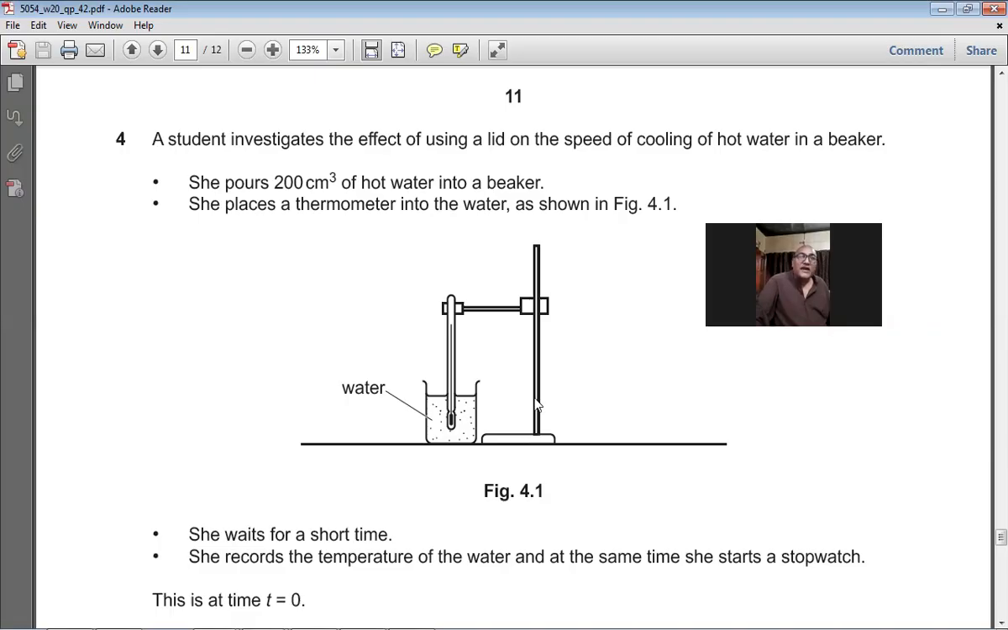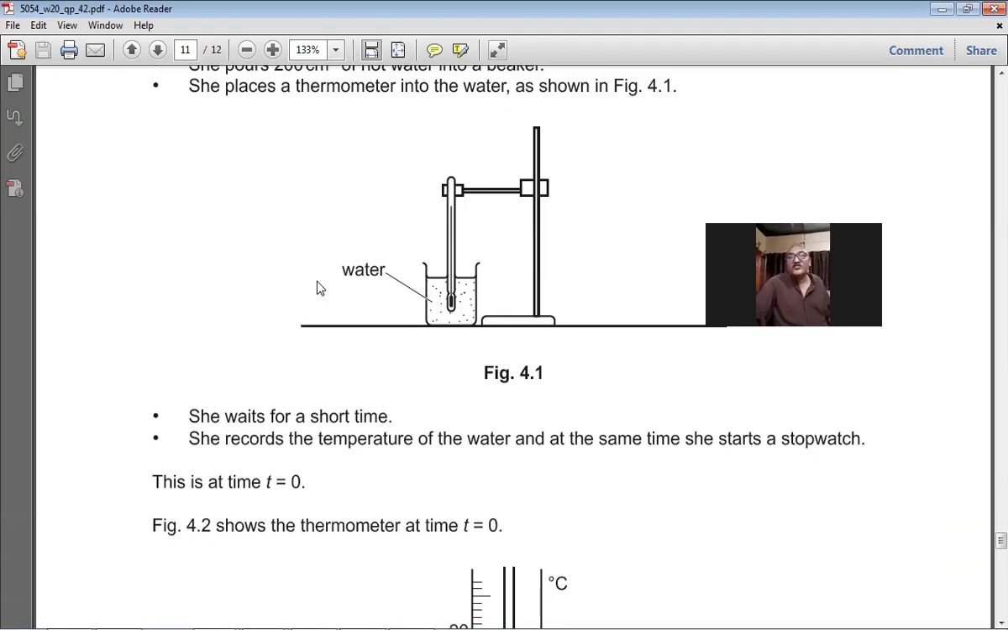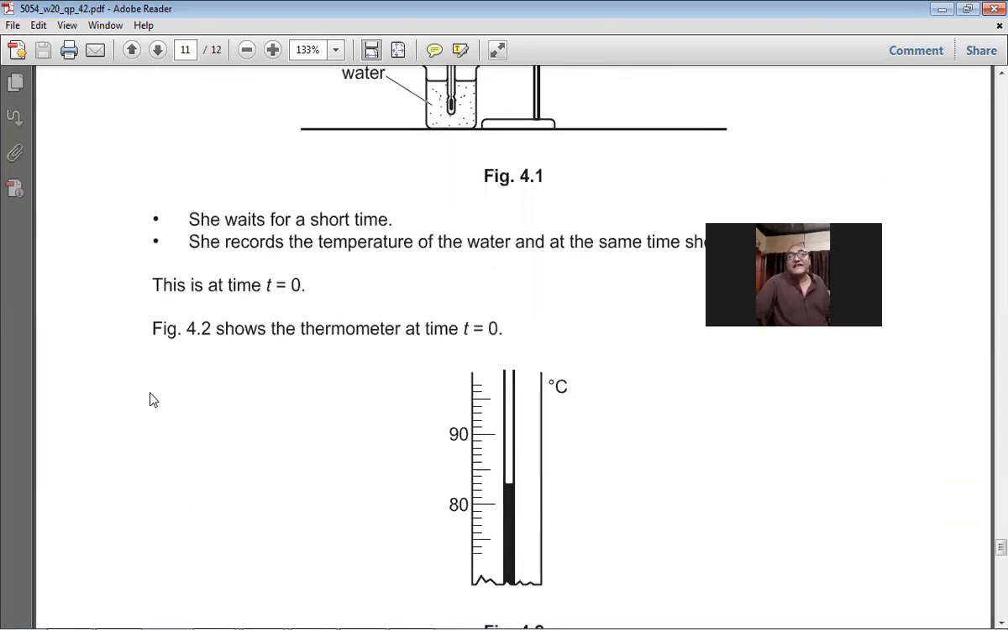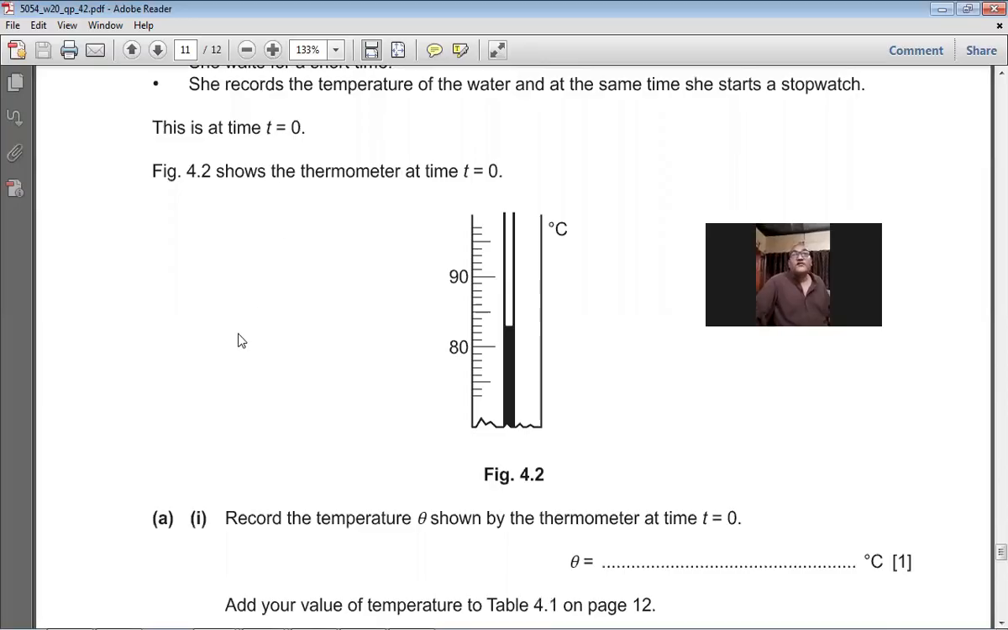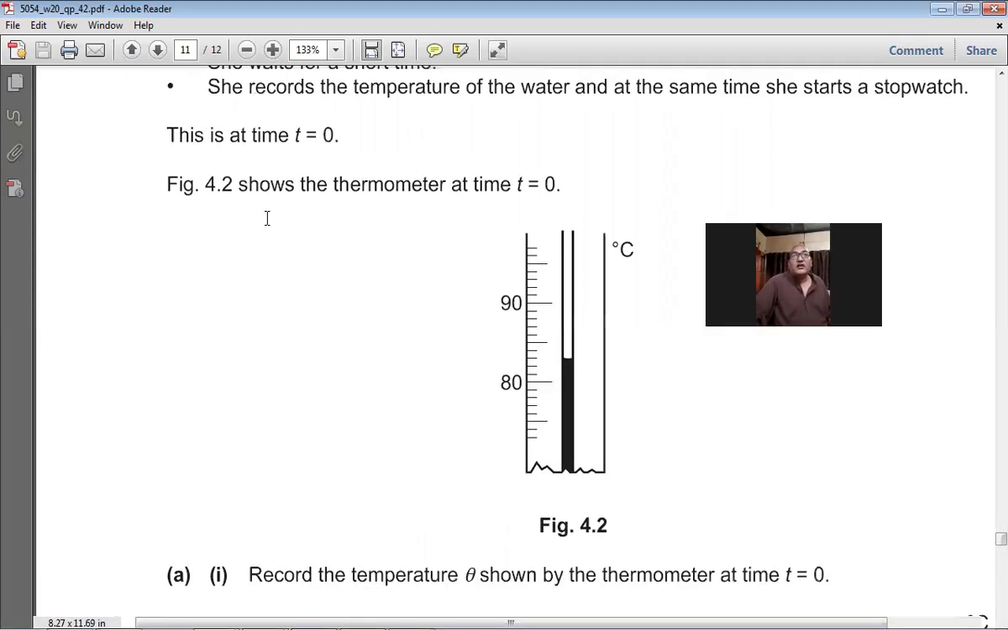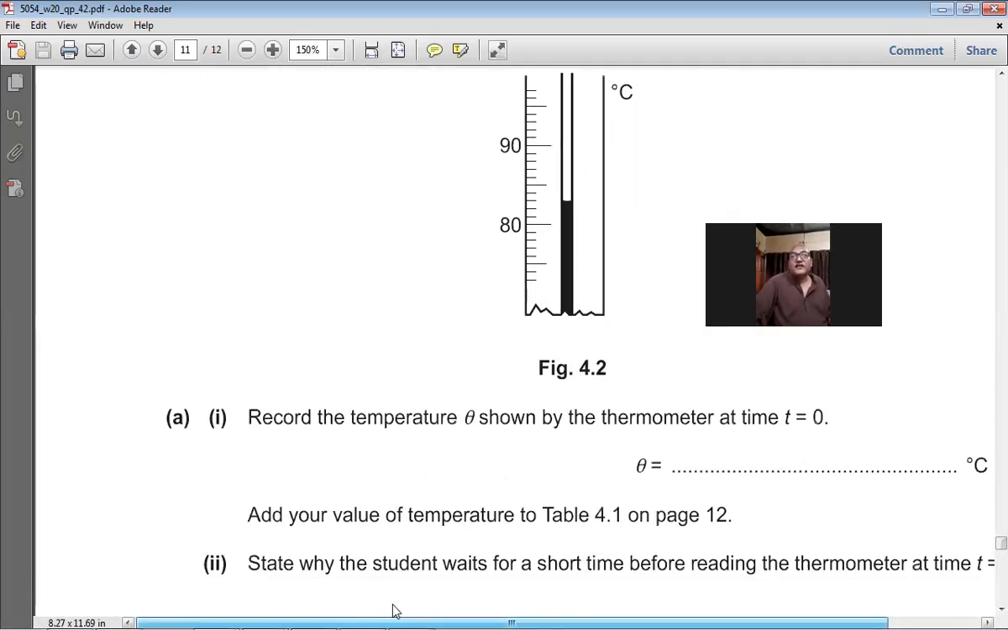You can see here we have a retort stand, and with the help of the clamps, they are holding a thermometer, and the bulb of the thermometer is in this water. This water is hot. The volume of the water is 200 cubic centimeter. She waits for a short time. She records the temperature of the water, and at the same time, she starts a stopwatch. This is at the time t equals 0. Figure 4.2 shows the thermometer at the time t equals 0. Let me increase the size so you can see more clearly.